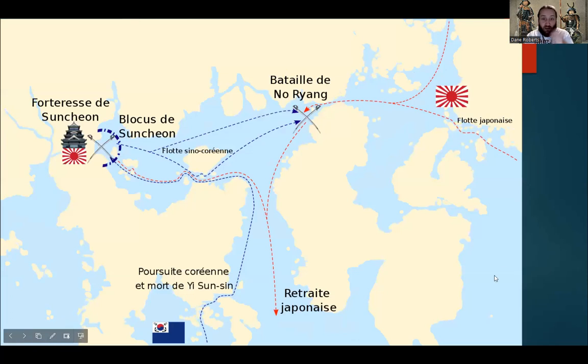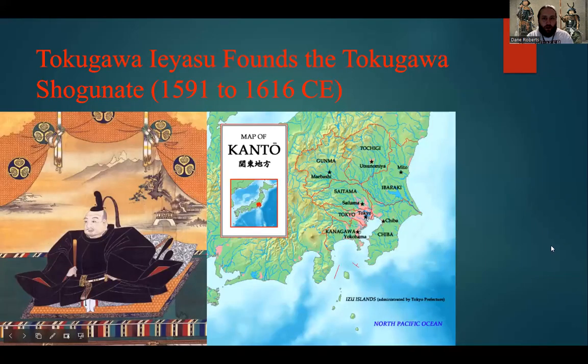And eventually, this would all culminate in 1598 with the Battle of Noryong, where a joint Korean and Chinese fleet would defeat the Japanese at the Noryong Strait, forcing the Japanese to permanently withdraw from Korea back to Japan. And eventually, Toyotomi Hideyoshi would die. But the effects of that we'll get into in a minute.